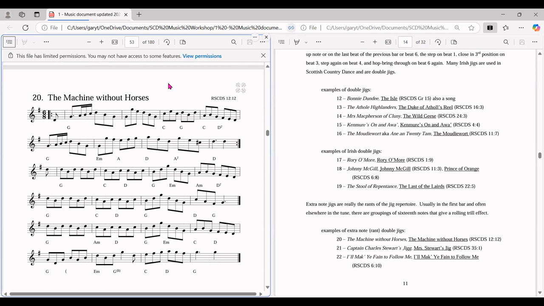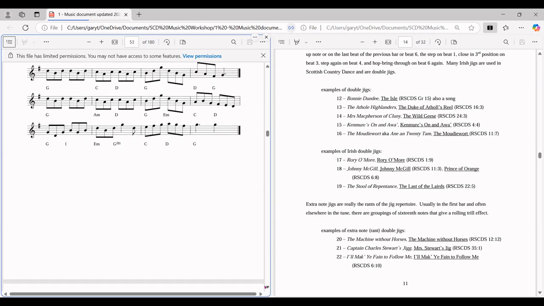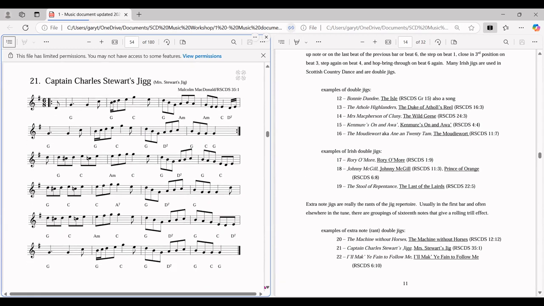We have the first 8 bars, please. Ready, and. Very nice tripping effect or tribbling effect. It's wonderful. And there are a whole bunch of tunes that do that. Here we have Captain Charles Stewart's jig, The Tune from Mrs. Stewart's Jig. Great example of the same.